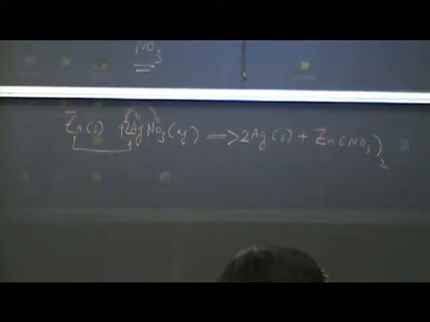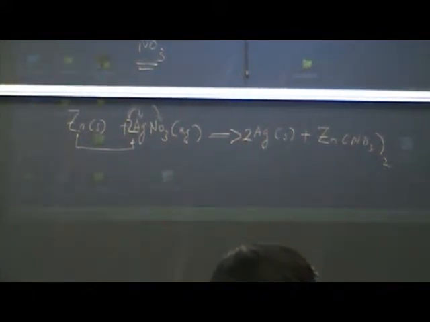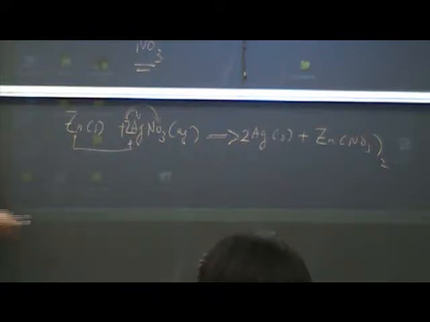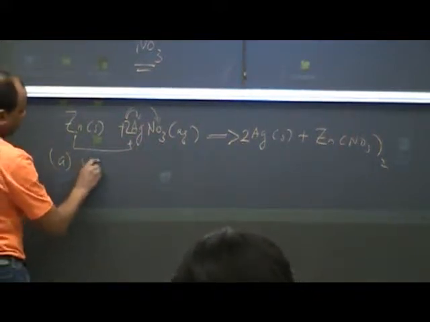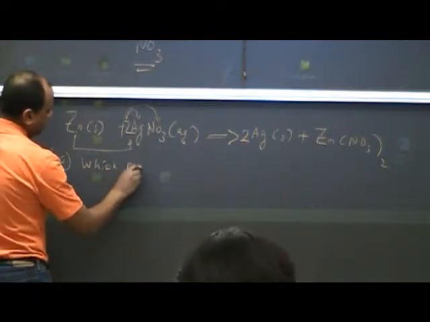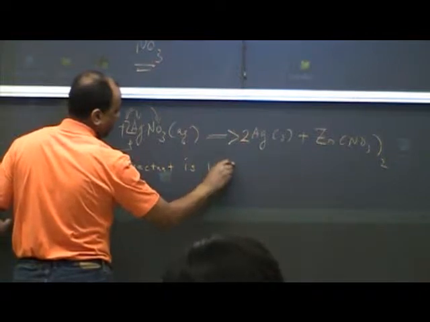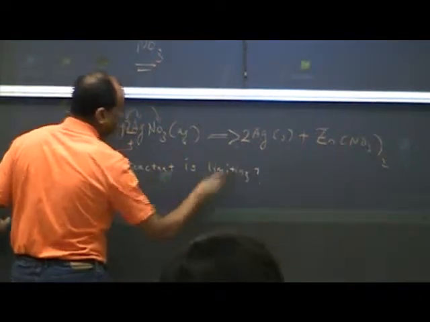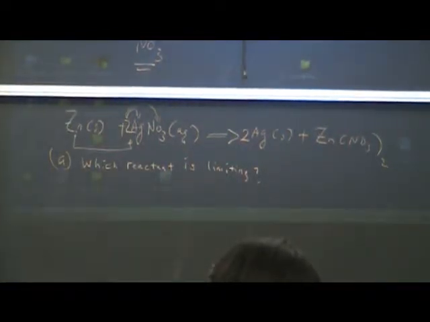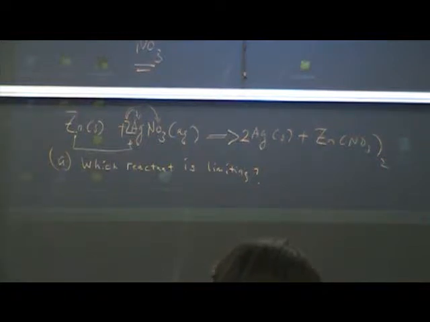The equation is balanced. So what was the first question? Which reactant is limited? A limited reactant. How do you answer this question? Which reactant is limited? We find the atomic mass for zinc and then silver nitrate. And then you do crisscross.